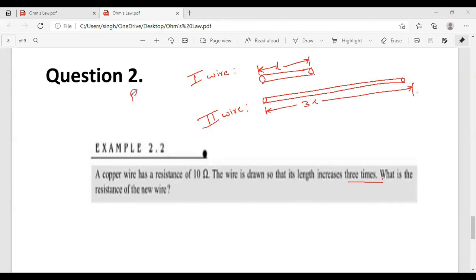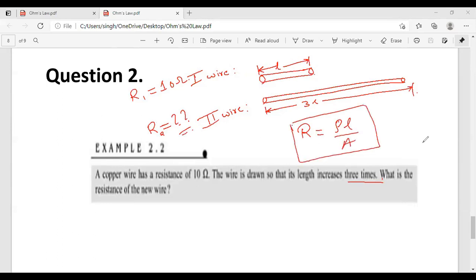Here it is given that the resistance of the wire is 10 ohms, and we need to find the new resistance. Again, in this problem, we have the concept of rho L by A. Rho will be the same for both wires because we are talking about the same wire. So what about the concept in terms of length and area? You can see here the length is increased.